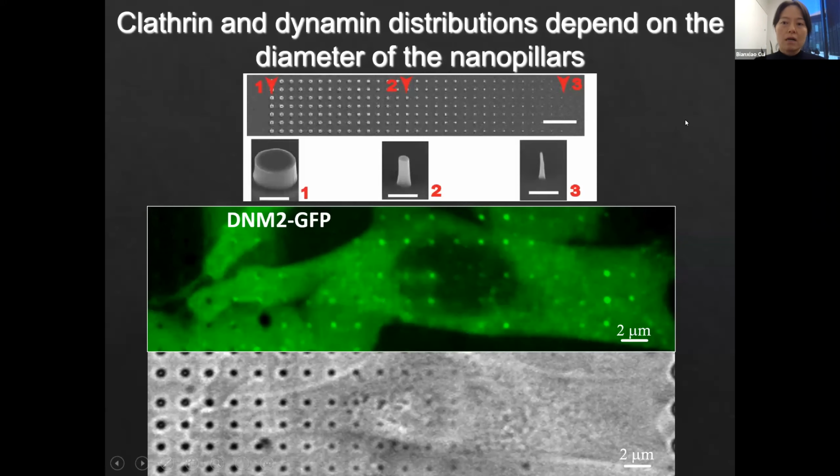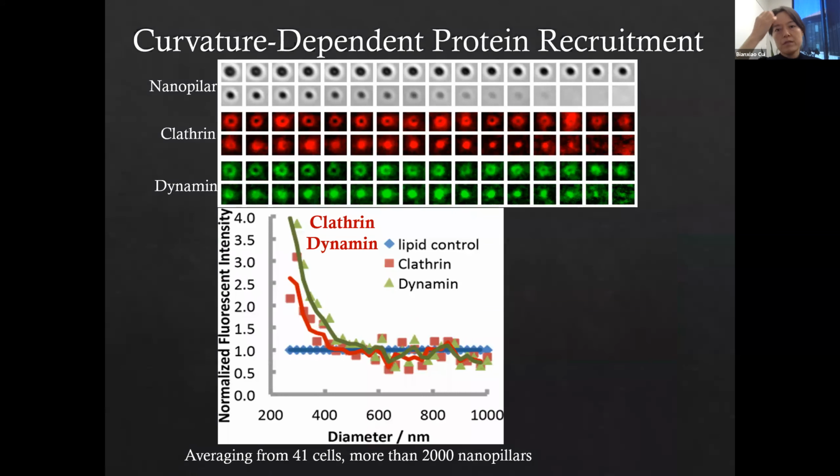So this result quite conclusively shows us it's a size effect. In the same cell, whether proteins preferentially accumulate on those nanopillars depends on the size of the nanopillar. And so we averaged many cells. And then we also did a 3 color experiment. One is we image the plasma membrane, we image Clathrin, and we image the Dynamin.